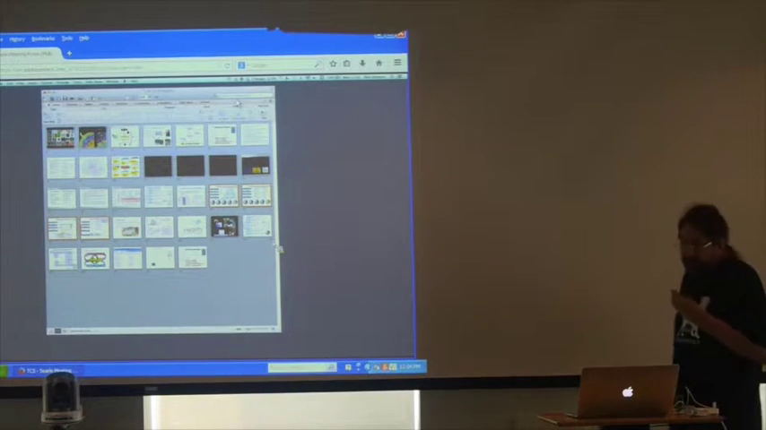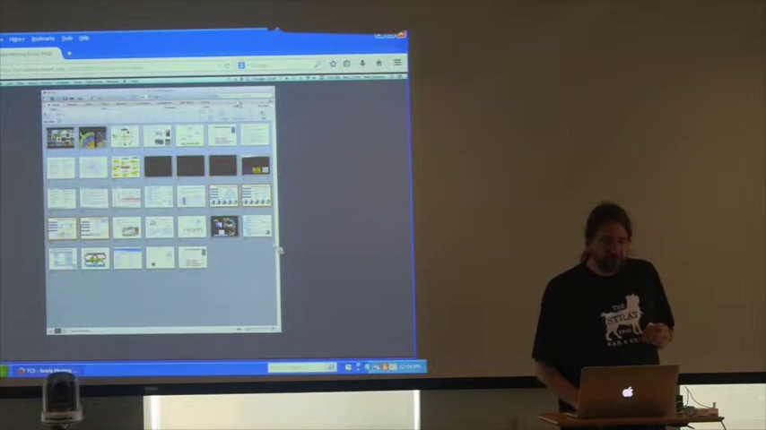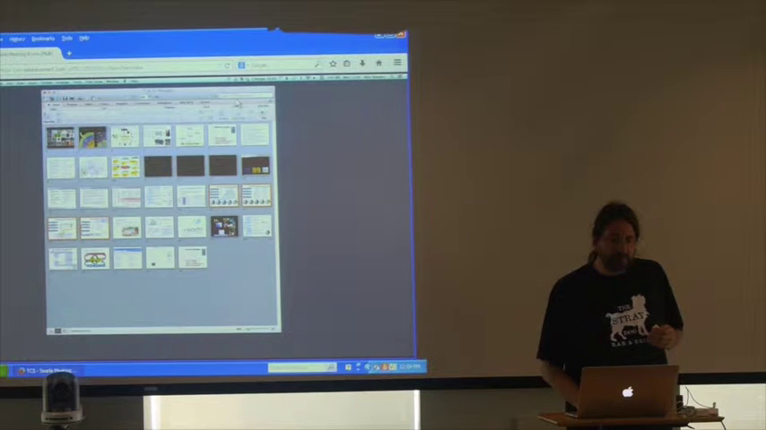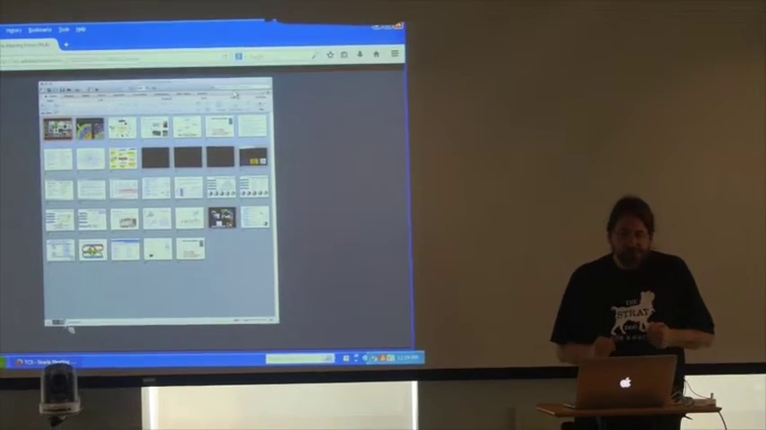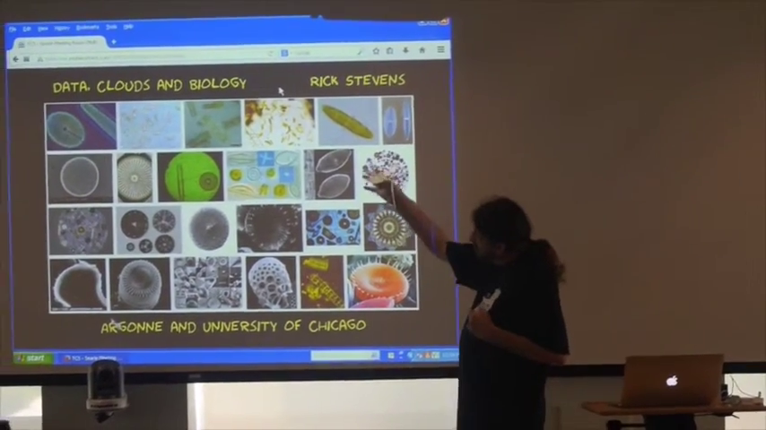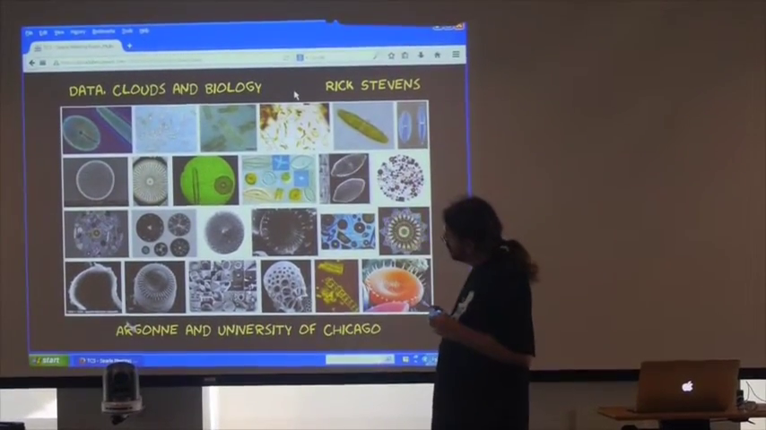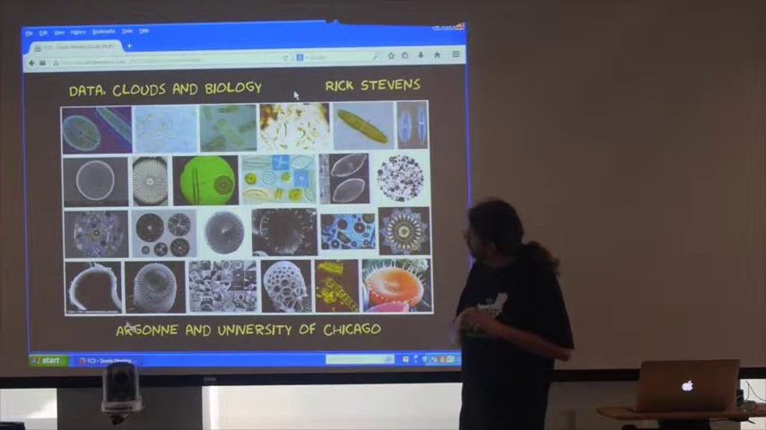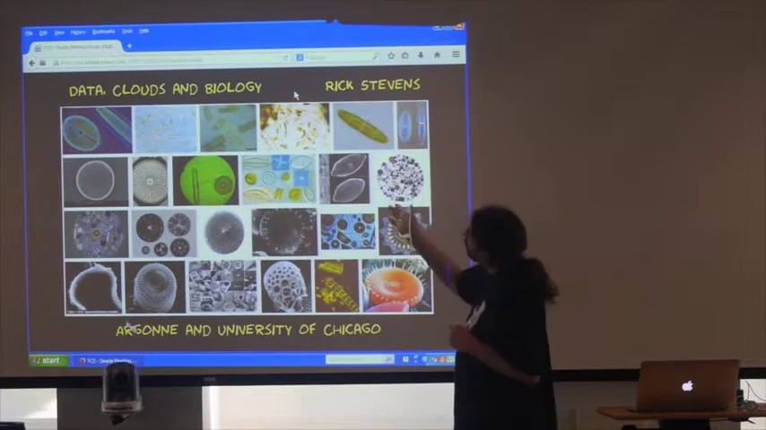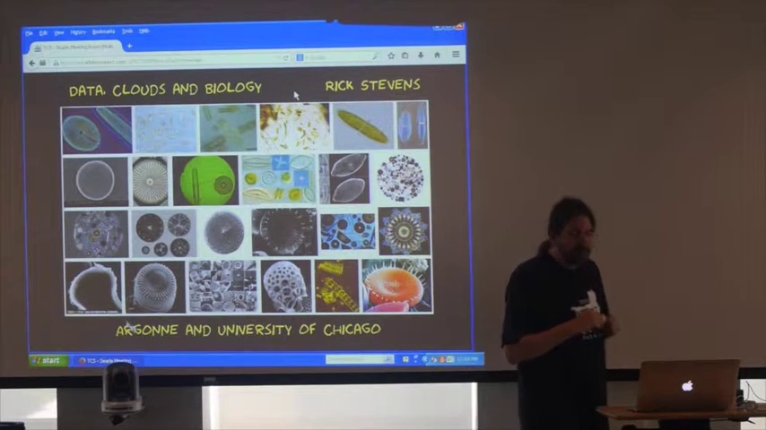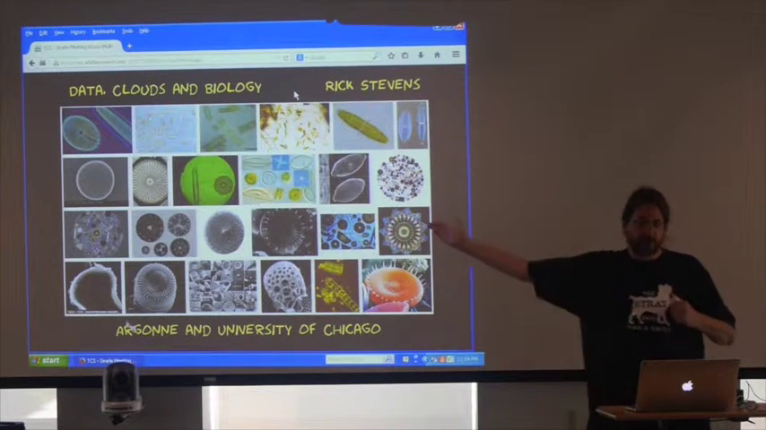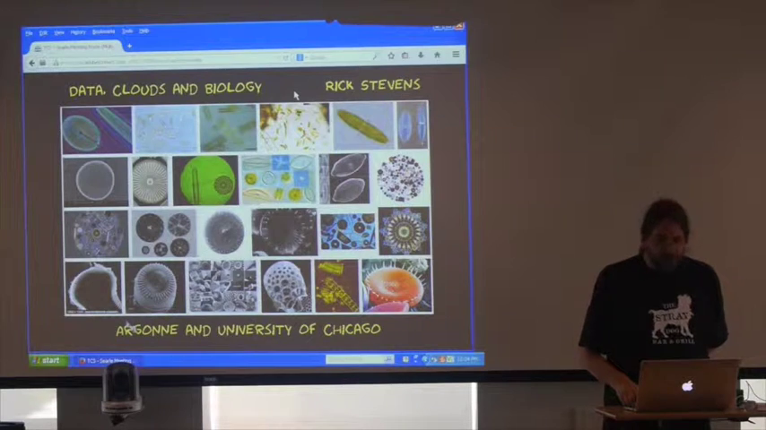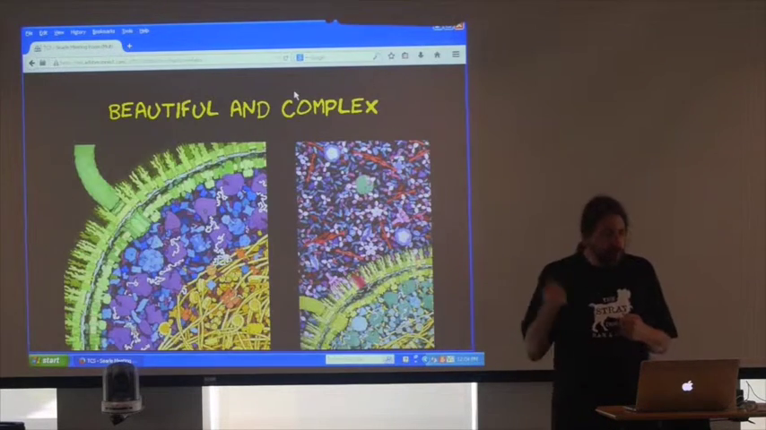Okay, so I'm going to talk about what we've been working on in the space between computational biology, clouds, and data analysis and pipelines. So these are full pictures. These are platforms, which we wish we were working on. But we are working on this kind of stuff.